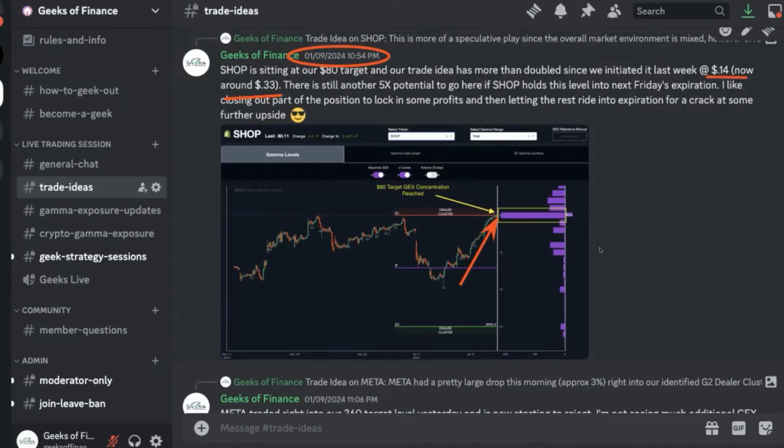We still had another 5x potential to go if we wanted to hold Shop into expiration. But of course, we want to be good traders, lock in our profits when we can. And so this was an opportunity for a quick move up and a quick profit of 1.5 times our initial capital at risk. That's a great point, Anthony. And another way you can handle wanting to see a trade reach the ultimate potential is to at least take something off so you get your principal back.